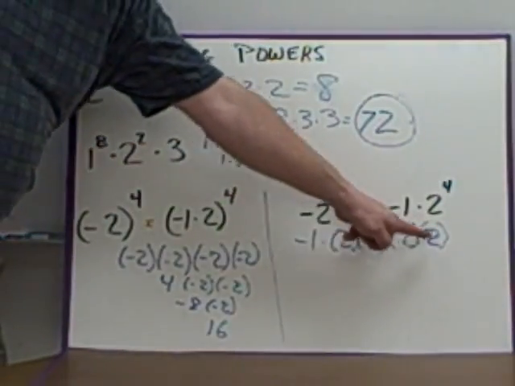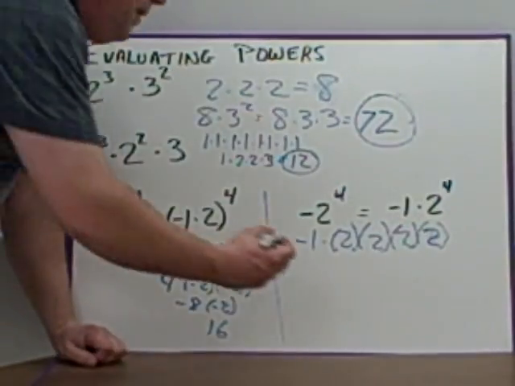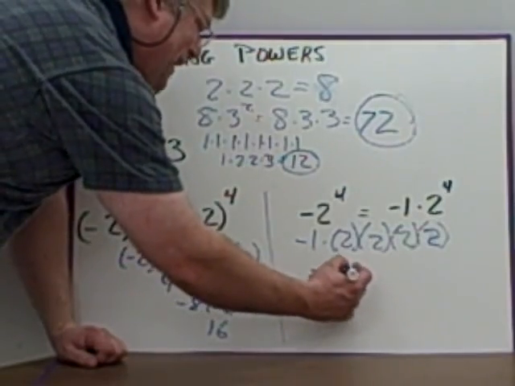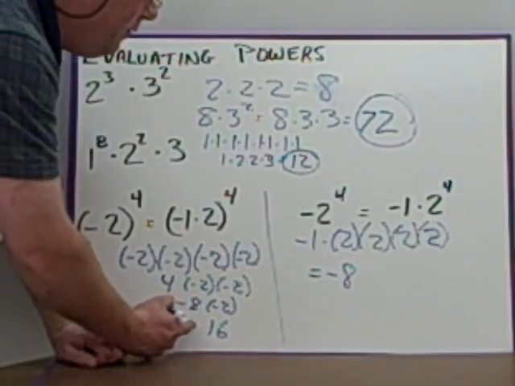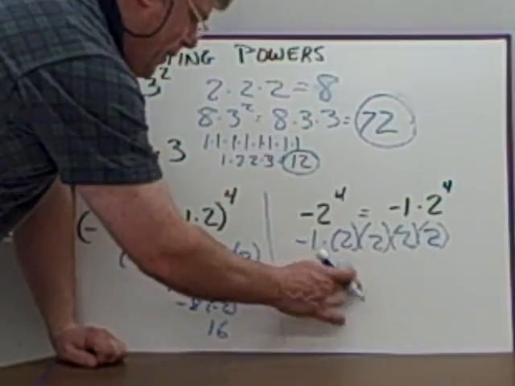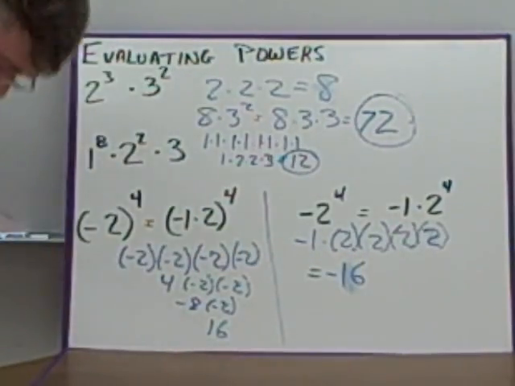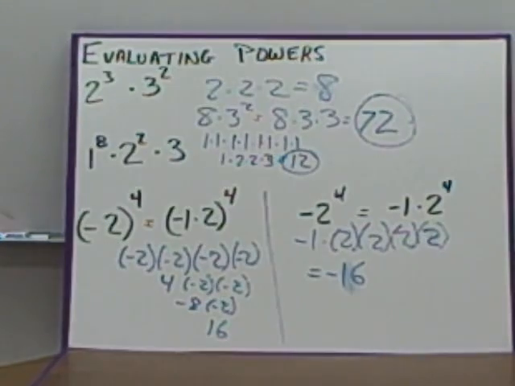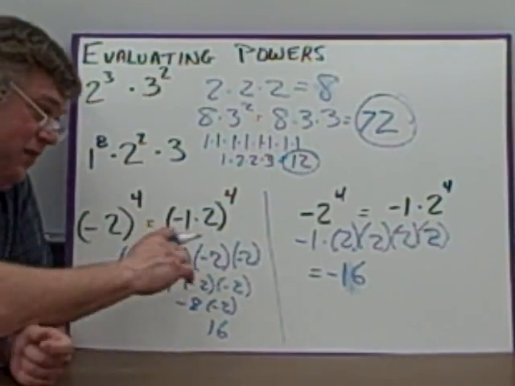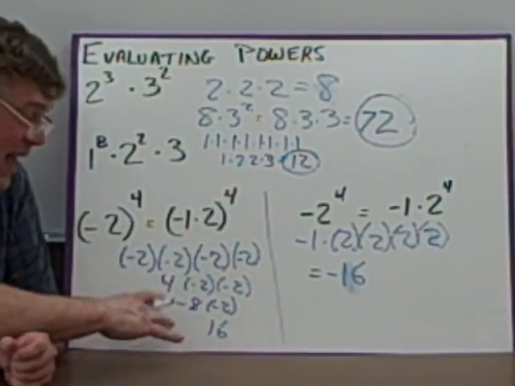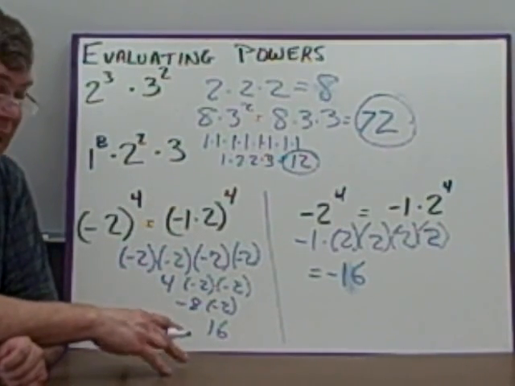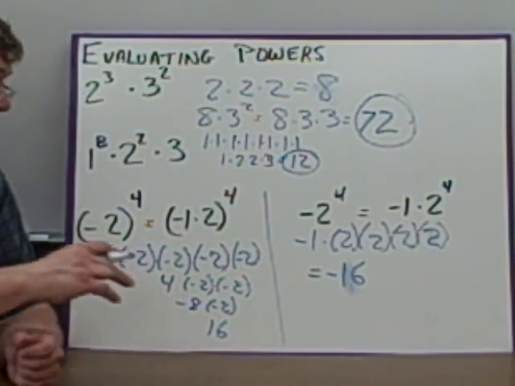And 2 times 2 times 2 times 2, we know it's going to work out to be 16. This is going to give us negative 16, whereas this came out to be positive 16. Two completely different values. Yes, they're both 16, but negative 16 is completely different from positive 16. So you've got to be careful.